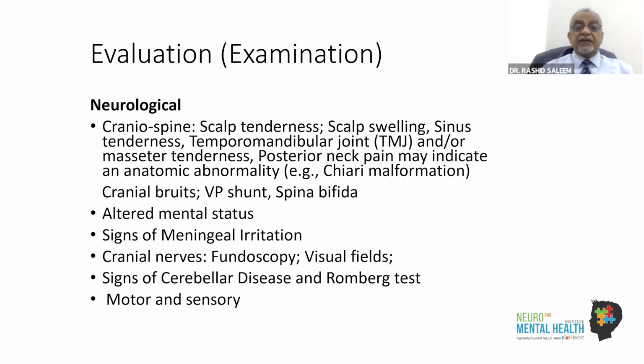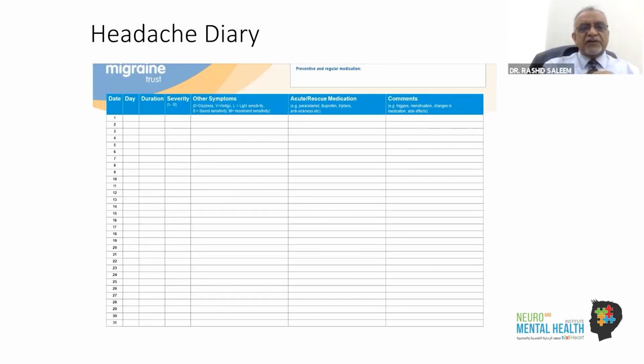And then in Chiari malformation, for example, there will be posterior neck pain and there can be limitation of movement. You can have a cranial bruit, a VP shunt can be felt, spina bifida, altered mental status, as I mentioned earlier, signs of meningeal irritation, again an acute, secondary type of headache. Cranial nerve examination, as I mentioned, is very important. While you are taking history, always use a headache diary. I use a Migraine Cluster Headache diary. You can use any; they are available on the App Store and Google. It is very important because when they come to your clinic, they may not remember everything, but send them back with a headache diary. They should come back with more precise information.